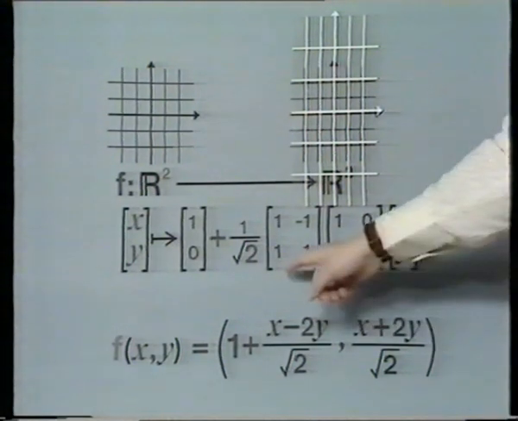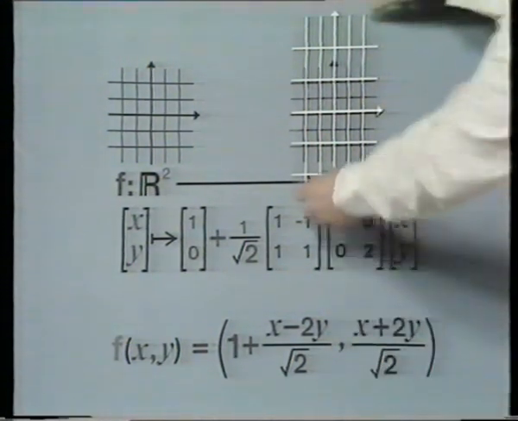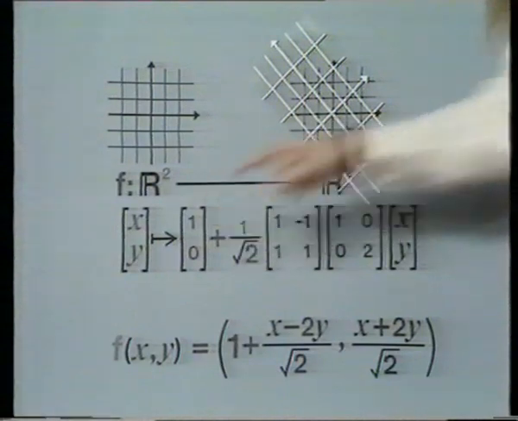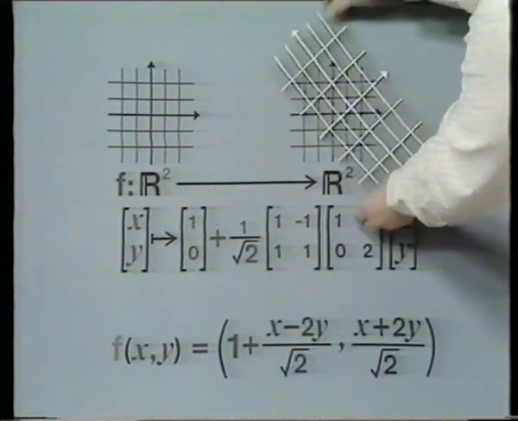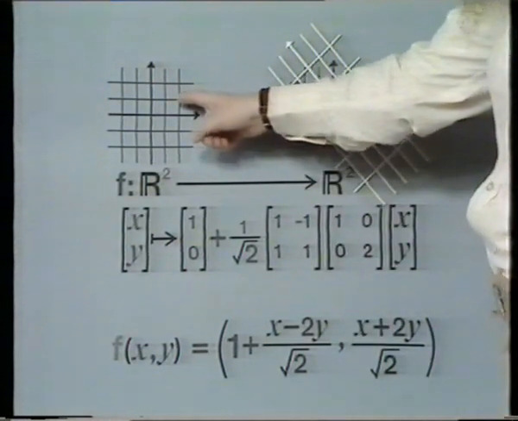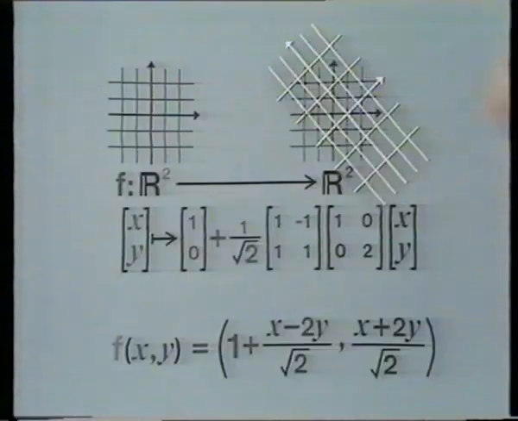Now, how about the rotation through 45 degrees? We have to move the grid to here, and finally the translation through 1, we move the grid to here. So finally, the points of this grid are mapped to the points of this image grid.